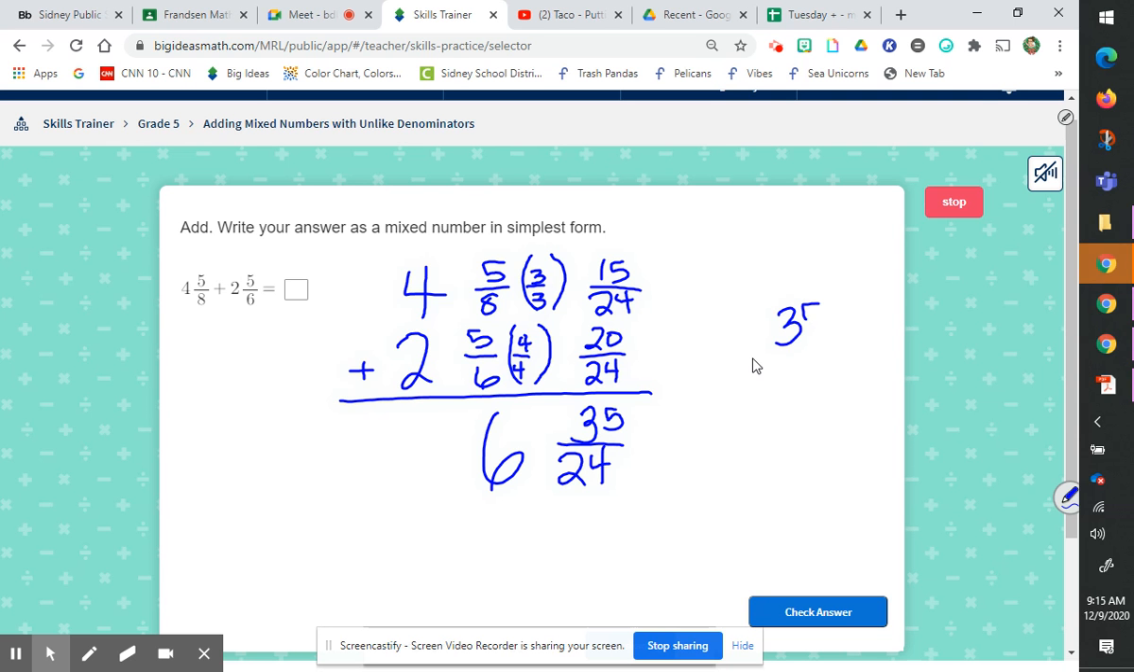So if I have 35/24, that means I have a whole in there. I have one whole set of 24/24 I have to take out. And when I do that, I end up with 11 remainder, right? 11/24 as my remainder. So that means I have to then add that.